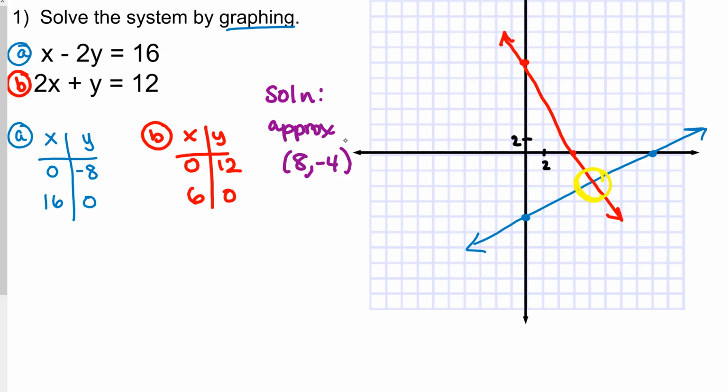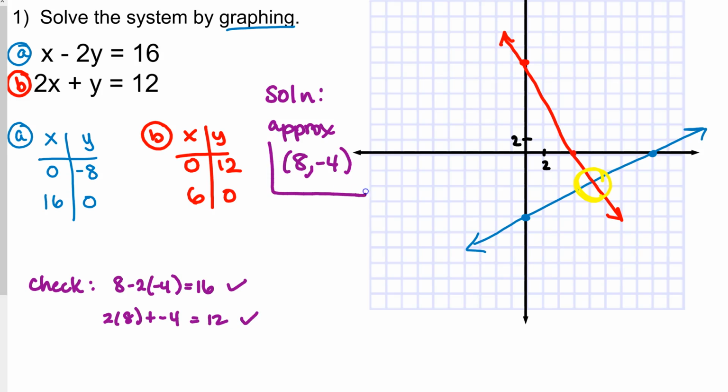Now what you could do is substitute those numbers into the equations and see if those numbers make both equations true, if you wanted to check. But when you're solving with graphing, oftentimes you're just approximating. 8 minus 2 times negative 4 is 16, and 2 times 8 plus negative 4 is 12. Okay, so it is (8, -4). All right.